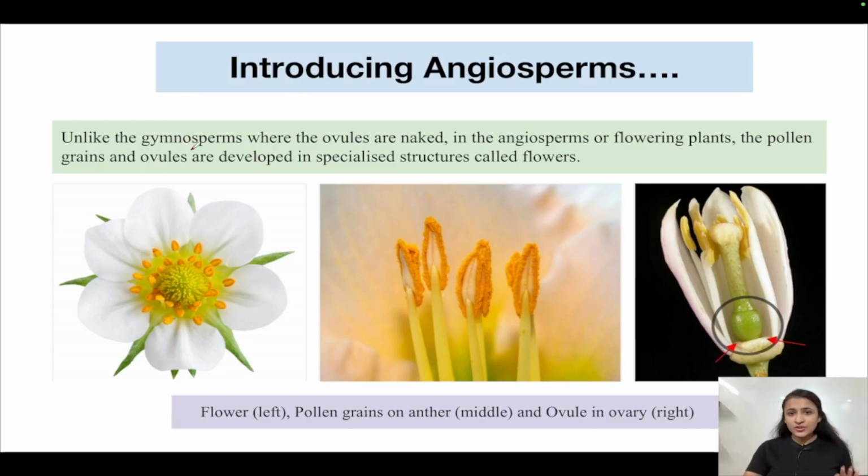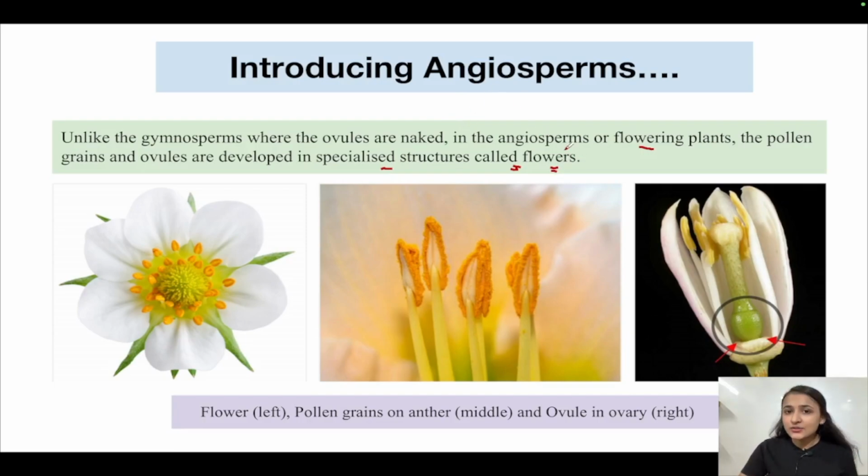Now, unlike the gymnosperms where the ovules are naked, in the angiosperms, which are also known as the flowering plants, the pollen grains and the ovules are developed in specialized structures called flowers. Ovules are a part of the female reproductive organ of a flower, and the pollen grains are the part of the male reproductive organ. So both of these structures are formed in specialized structures called flowers. Both the male gametophytes and the female gametophytes are formed inside the flowers.